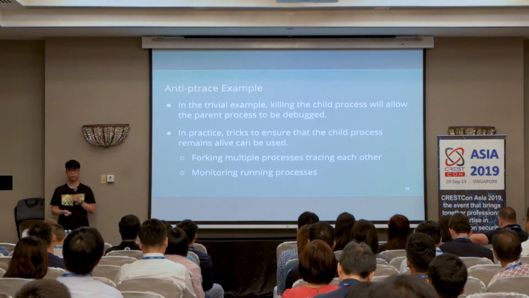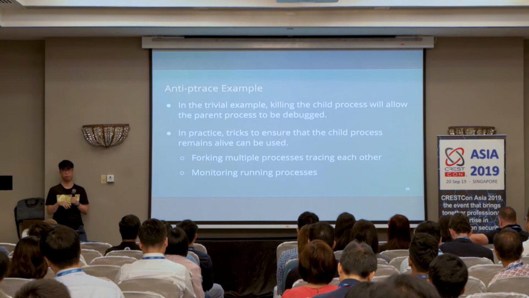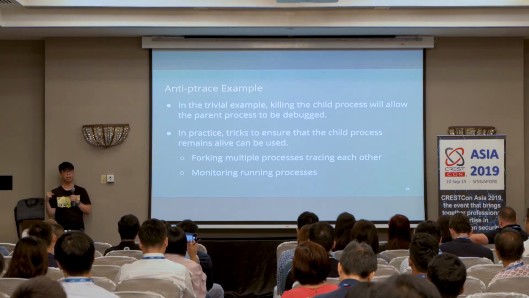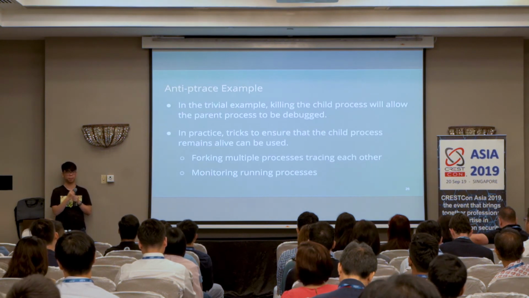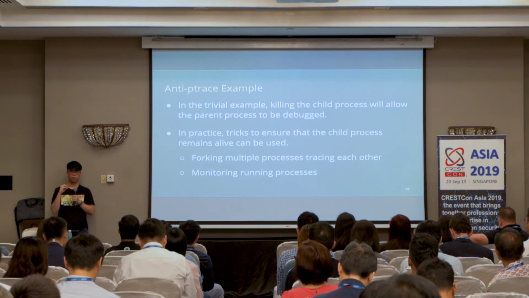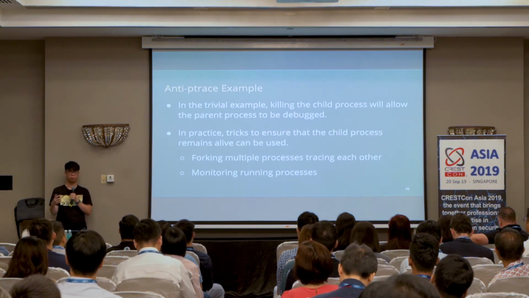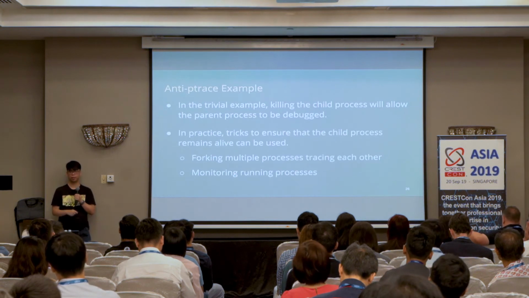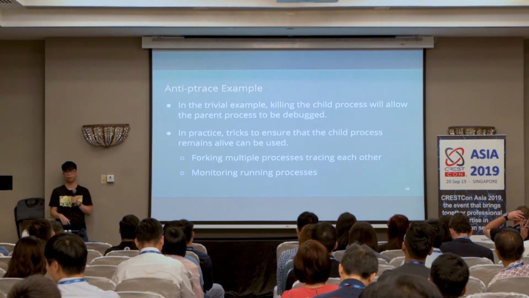In this very trivial example, if you just kill off the child process, you can continue debugging the parent. However, in practice, an application might employ tricks that ensure that the child process remains alive as long as the application is running. So the application might do things like fork off multiple child processes tracing each other. They might monitor for running processes so that you cannot simply just kill off a child process and debug.